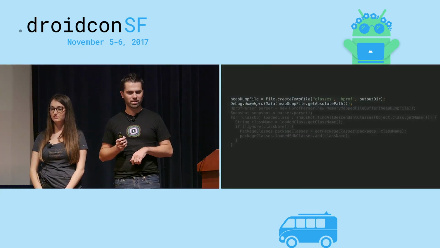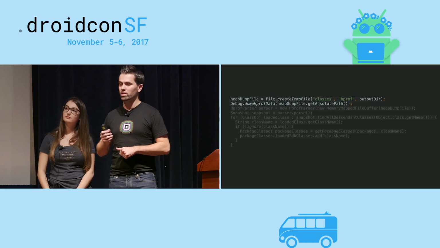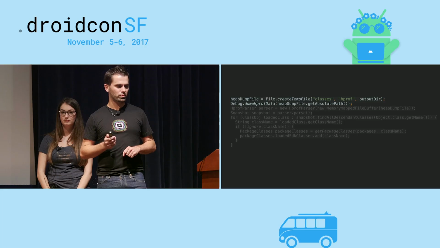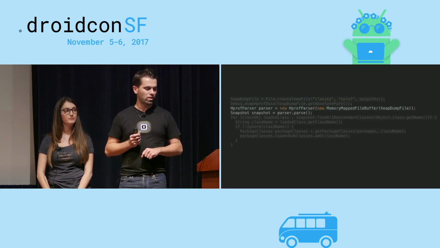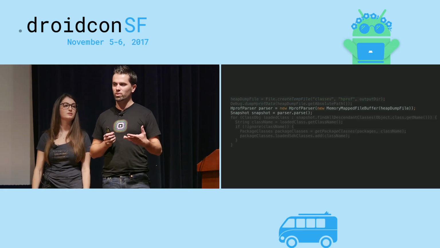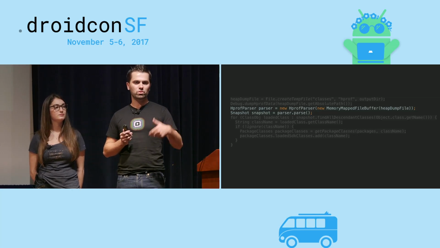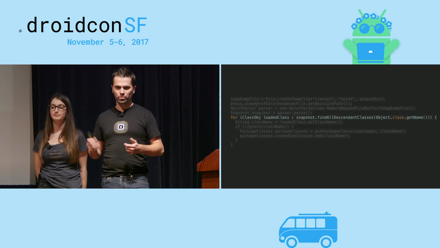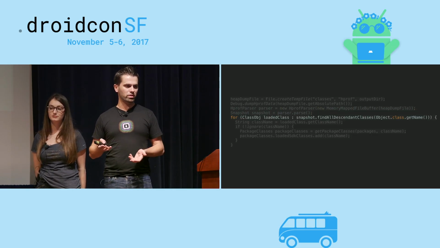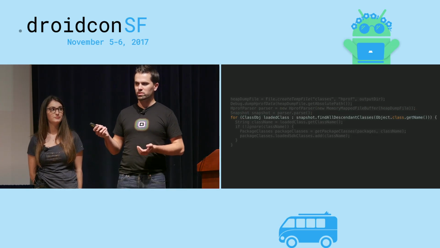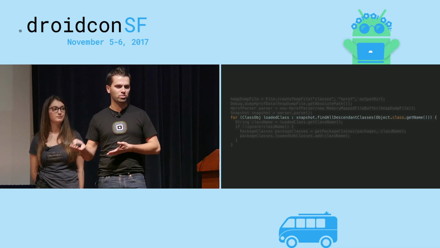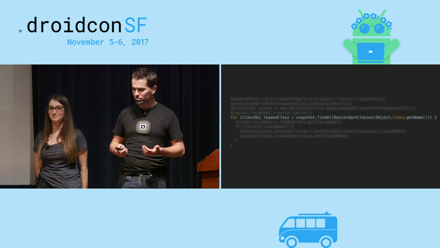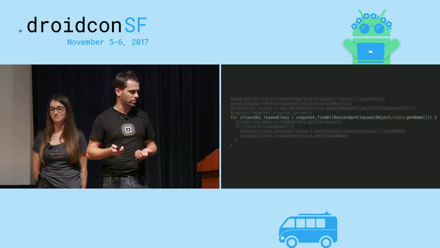So once you've imported that library, the first thing we're doing is we're loading the heap. We're taking a heap dump. So we create a file. We dump the heap to the file system. Then we create a heap dump parser and we basically parse the heap dump into a snapshot. That's reasonably easy. It does everything for you. Then we wanted to find all classes that were loaded in memory. So there's a method findAllDescendantClasses. So we find all the subclasses of the Object class. And as you know, the Object class is a parent class of all classes in Java. So that gives us the list of classes that were loaded.